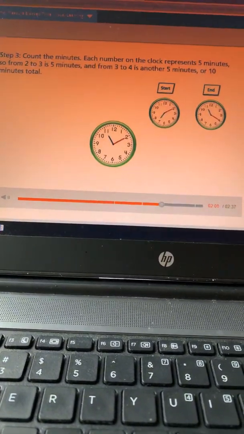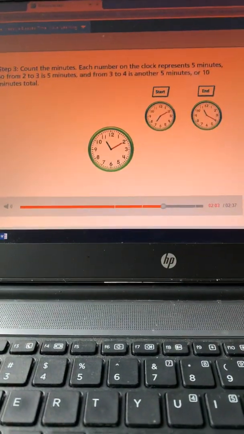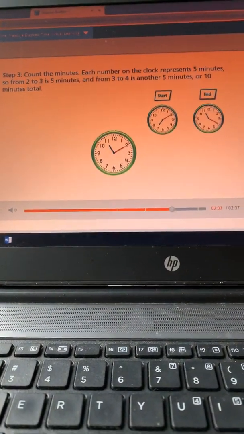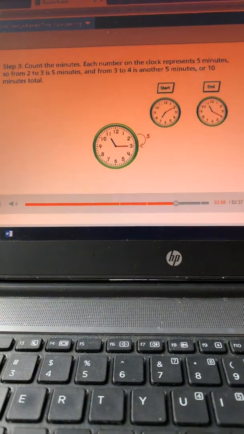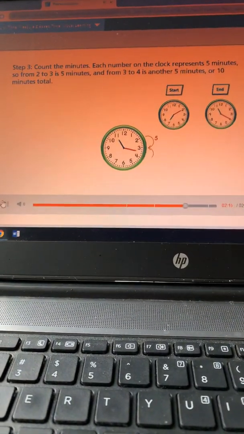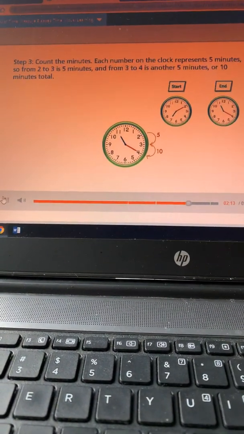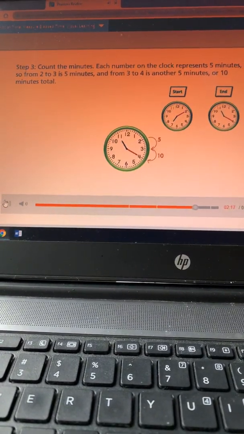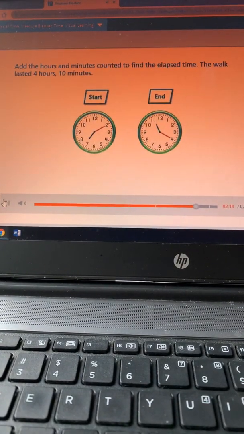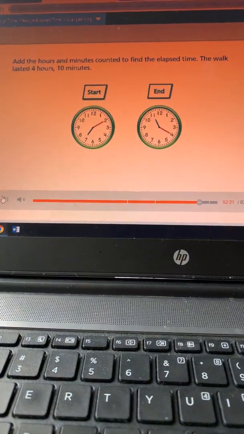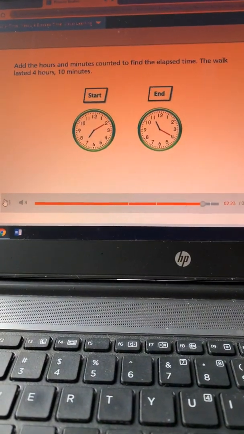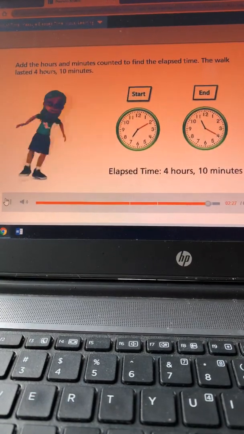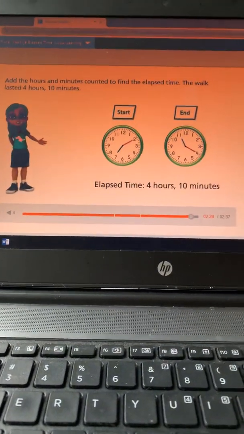Step 3. Count the minutes. Each number on the clock represents 5 minutes. So from 2 to 3 is 5 minutes, and from 3 to 4 is another 5 minutes, or 10 minutes total. Add the hours and minutes counted to find the elapsed time. The walk lasted 4 hours, 10 minutes. That's a lot of walking.